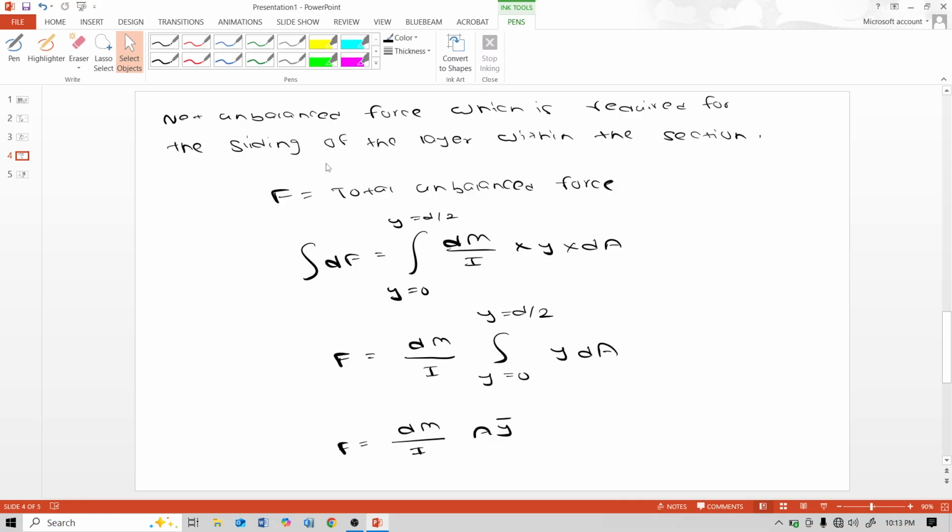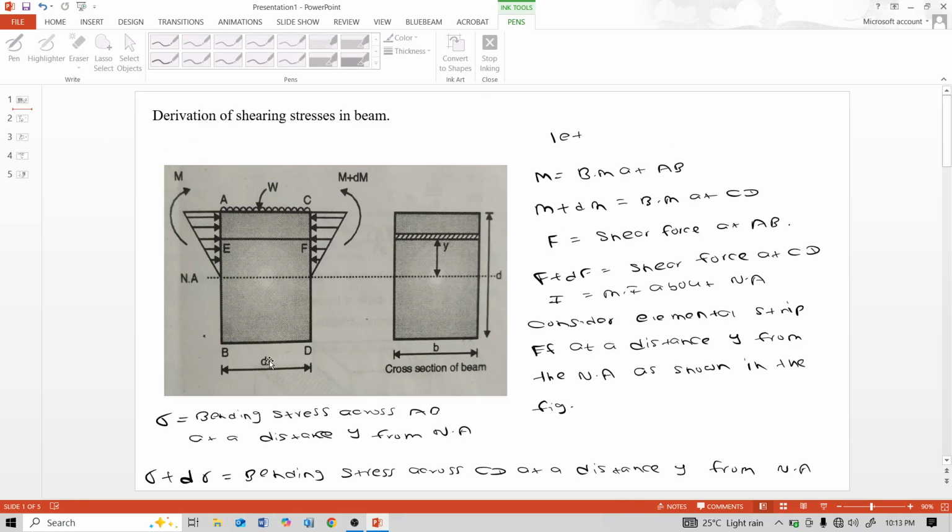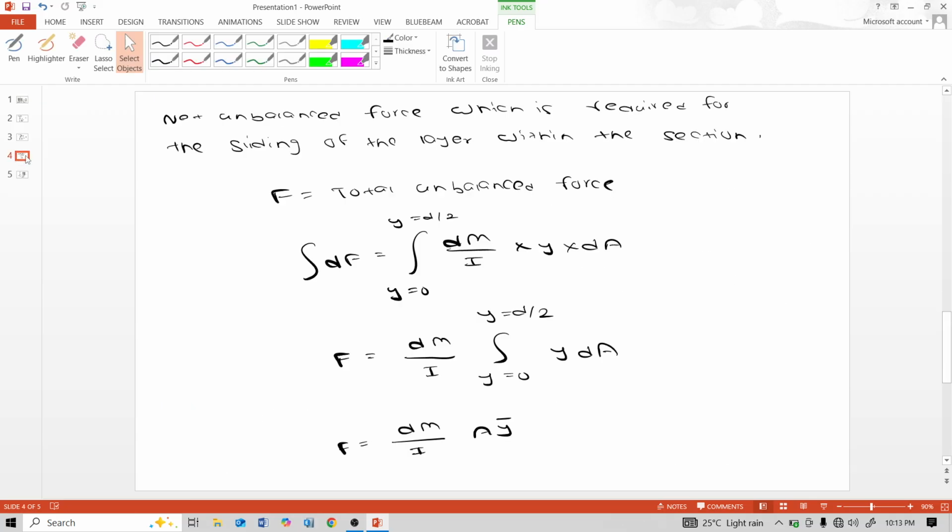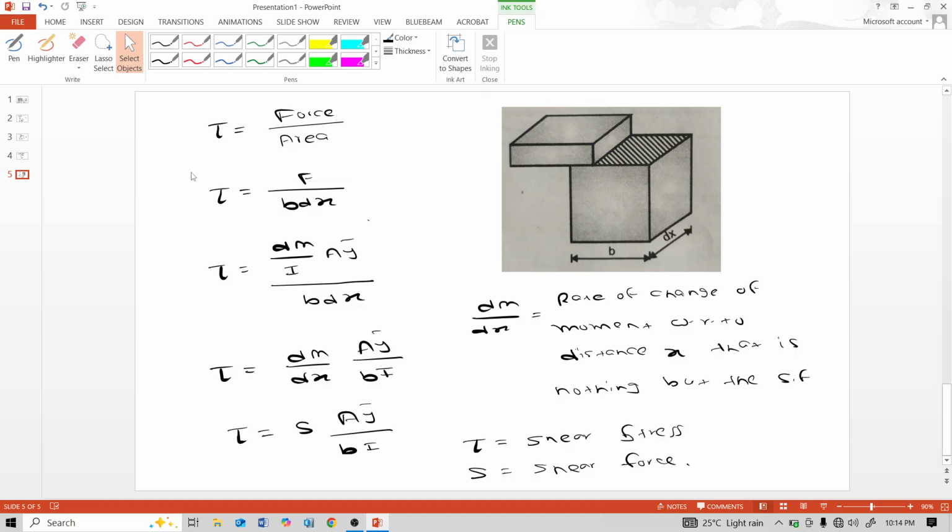Now calculate F, which is equal to the total unbalanced force. Integrate this dF term with boundary condition 0 to d by 2, that means at the center neutral axis. From this we get the total unbalanced force equal to dM upon I into A into y bar. And from the shear stress equation, force upon area, where area is b into dx, we get shear stress equal to shear force into A into y bar upon b into I.